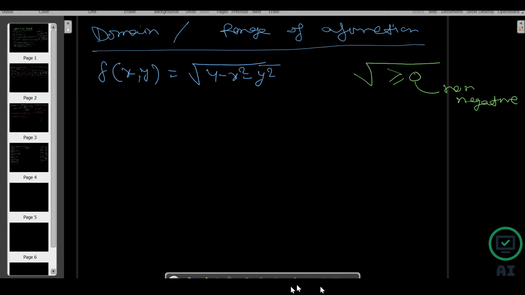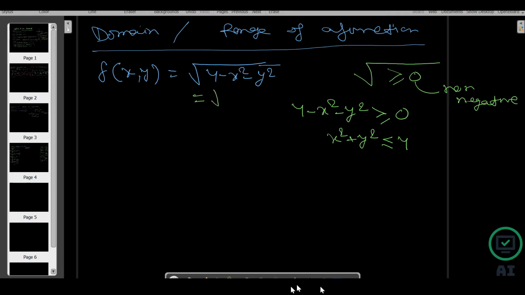So can we say that 4 minus x square minus y square should be greater than or equal to 0? For this particular value only this function will be defined, because inside this root it should always be greater than or equal to 0. So whatever is inside this root will take a value greater than or equal to 0, then only it will be defined, right? So if it is written like that, 4 minus x square minus y square greater than 0, so can we write, by solving this, x square plus y square less than or equal to 4?